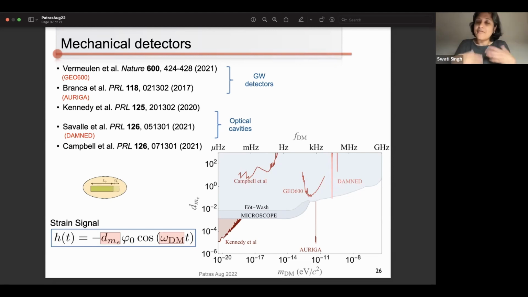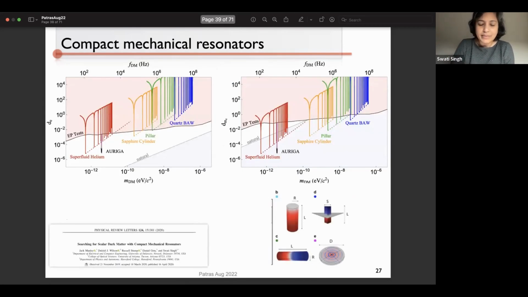Auriga is a 1-ton resonant mass gravitational wave detector, data from which was used to constrain isotropic strain due to scalar dark matter around its resonance frequencies. So our work was about using systems that were much smaller, few centimeter scale thing of superfluid helium, quartz bulk acoustic wave resonators, sapphire pillars and stuff, and looking at their acoustic modes and how we can constrain the coupling to the mass of the electron or alpha using small scale millimeter or so mechanical systems.